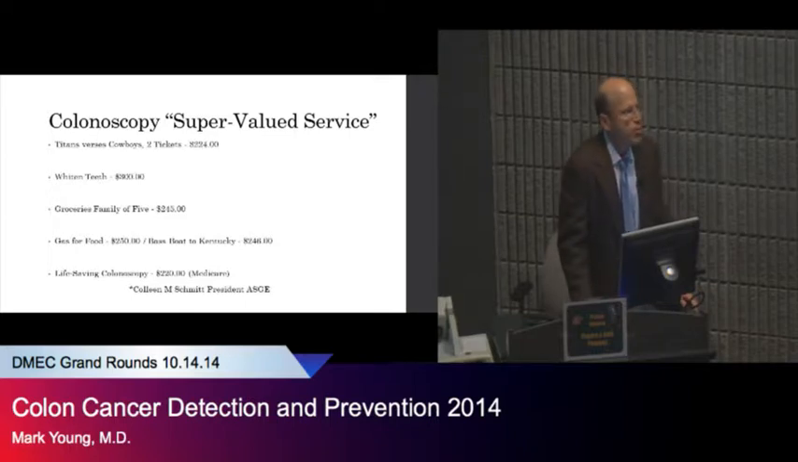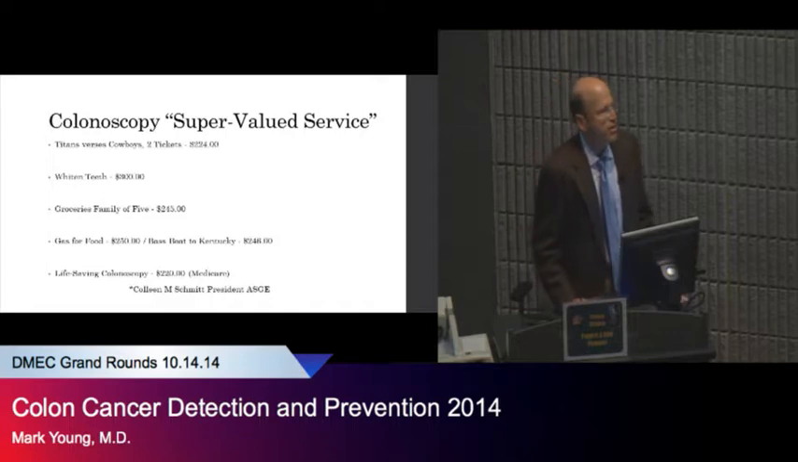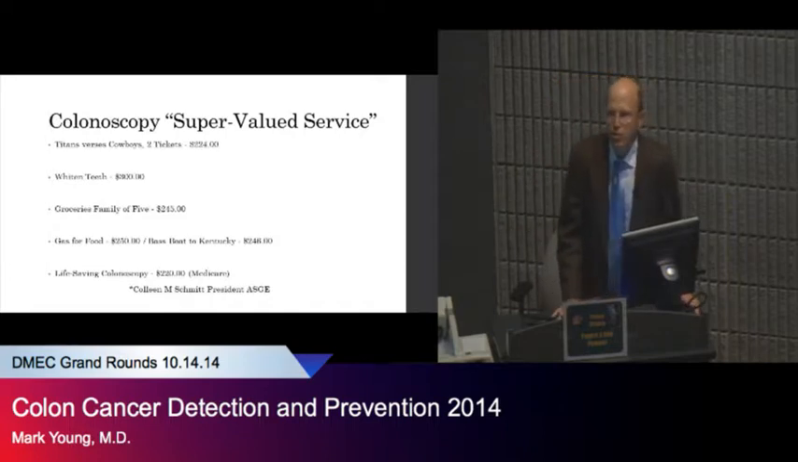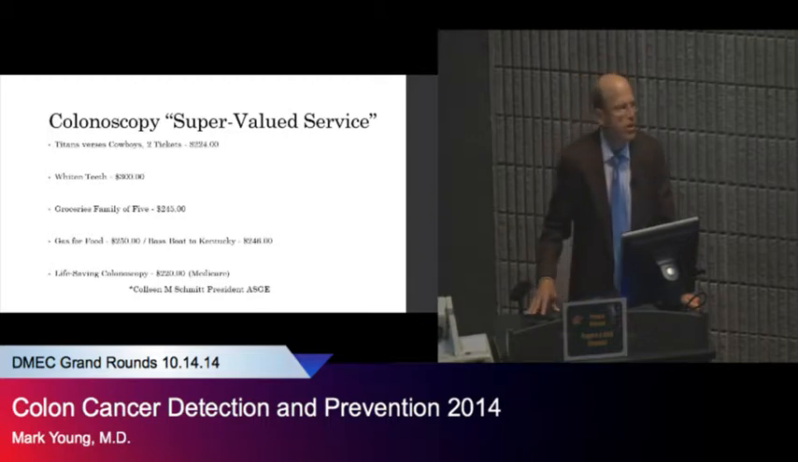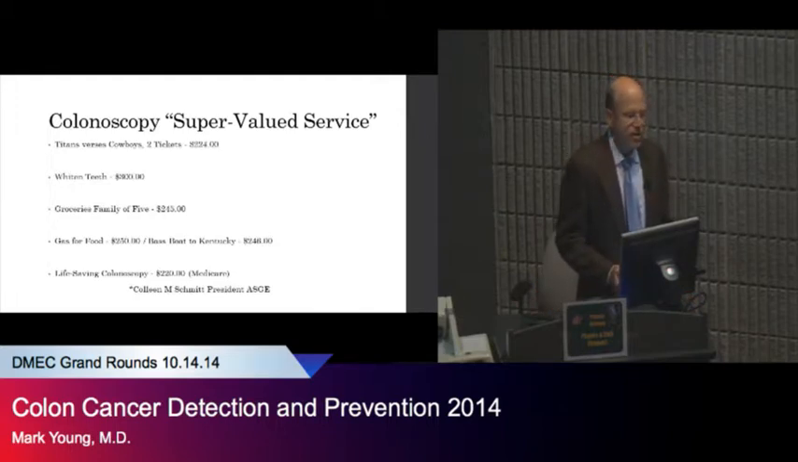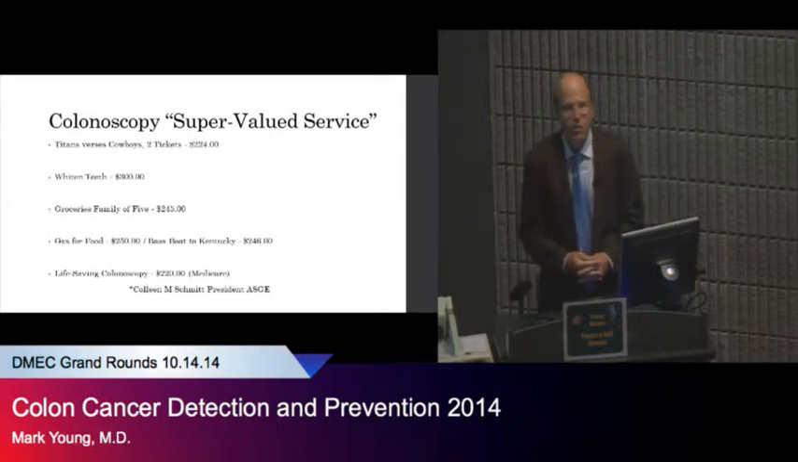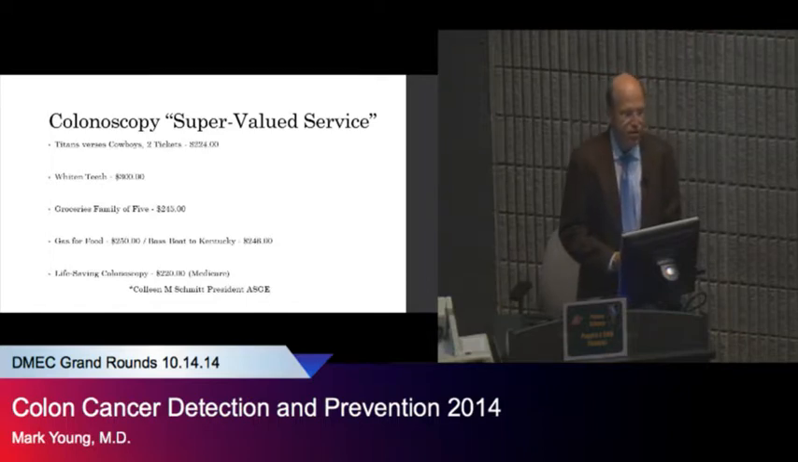Colleen Schmidt is the president of the ASGE, one of our endoscopic societies this year, and I think the cost of colonoscopy has really come down. I remember when I was in training, the procedural fee for a colonoscopy was about $1,200. Now Medicare reimburses about $220 for a colonoscopy. And the analogy that she used is that you could go see the Titans versus the Cowboys for two tickets, which are $224. You could probably do that this year because the Titans aren't very good. The Cowboys are pretty good. But the only time I've been in that stadium, I've been on StubHub or begging for tickets outside, and they were a lot more than $224.